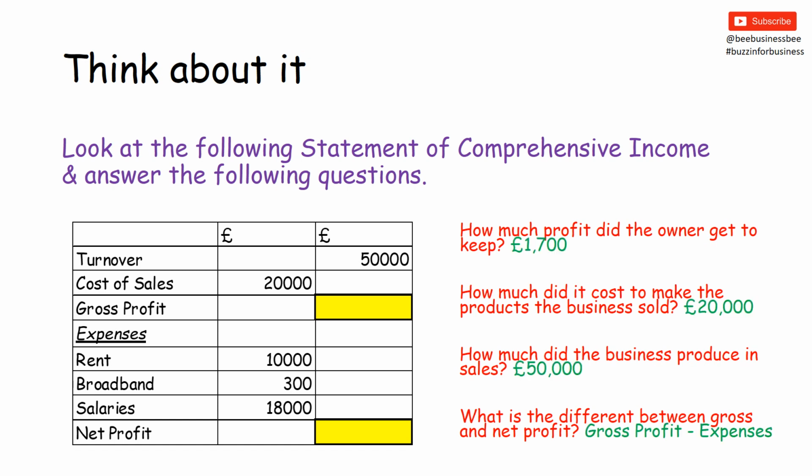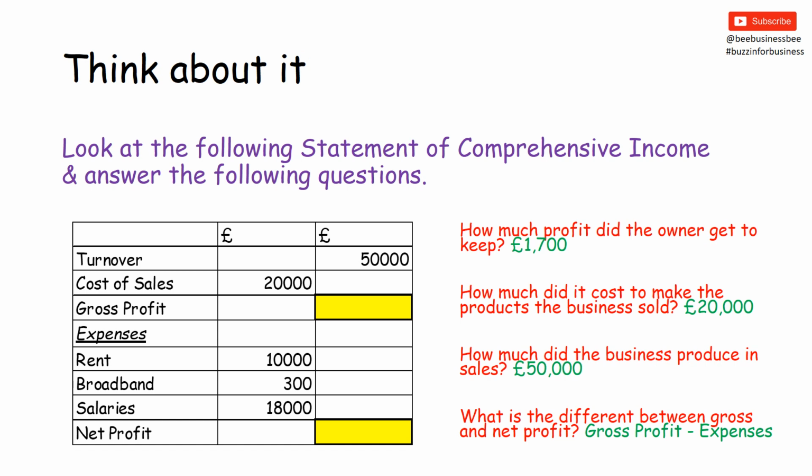Hopefully you're able to calculate the answers. So you can see that the amount of profit that the owner got to keep was £1,700. That was the net profit. And hopefully you worked out that to get your net profit, you need to work out the gross profit, which is going to be your turnover of 50,000, take away your cost of sales of 20,000, which would give you 30,000. And then you needed to add up all your expenses and take those away from your gross profit to get your net profit, or the amount the owner gets to keep.